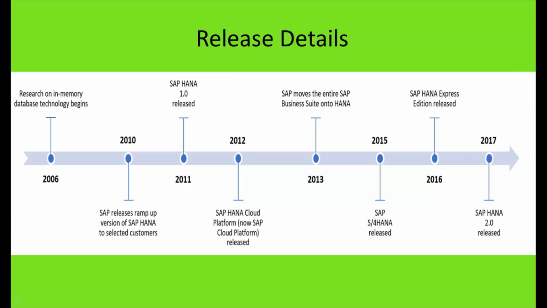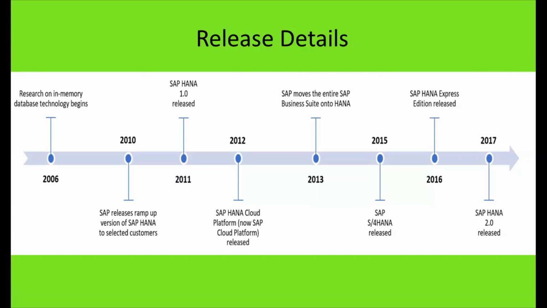And what are the release details? You might have a question like, when was HANA 1.0 released or when was HANA 2.0 released. There are many questions that can come up from this diagram which you see in front of you. Research on in-memory database technology began in 2006. In 2010, SAP released a ramp-up version of SAP HANA to selected customers. It was kind of a beta version. And SAP officially launched SAP HANA 1.0 in 2011.